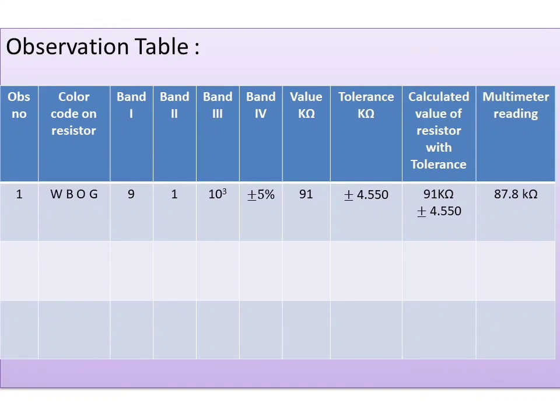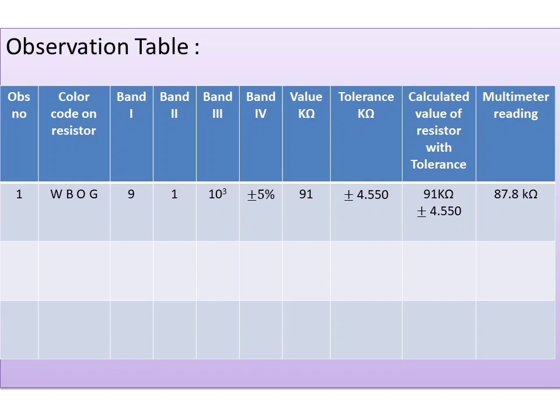In the observation table, you can see there is the observation number, color code on resistor, band 1 value, band 2, band 3, band 4 value, and value of resistor in kilo ohm, as well as the tolerance value in kilo ohm, and the calculated value of resistor with tolerance and multimeter reading. In the first observation, the color code on the resistor is white, brown, orange and golden. The value of the white band is 9, the brown band is 1, the third band, which is the multiplier, is orange, so it is 10 to the power 3, and band 4, which is tolerance, is plus minus 5%.